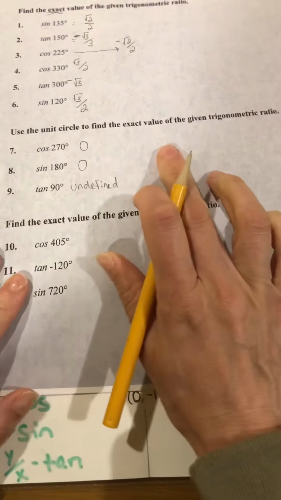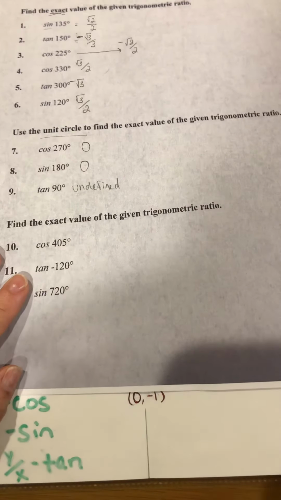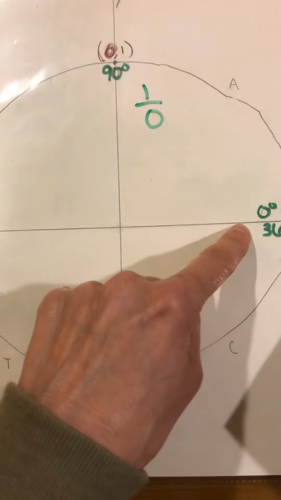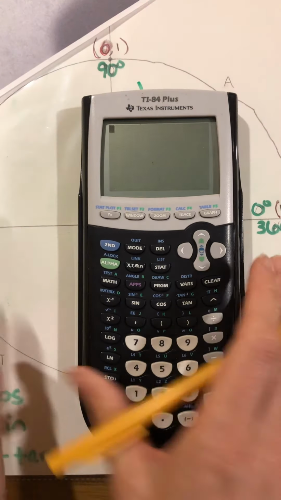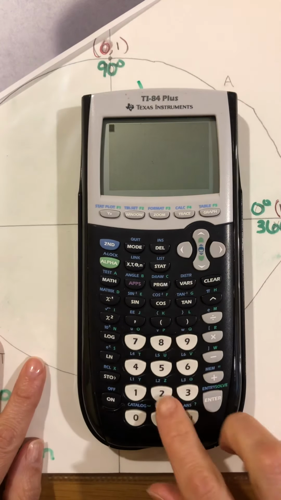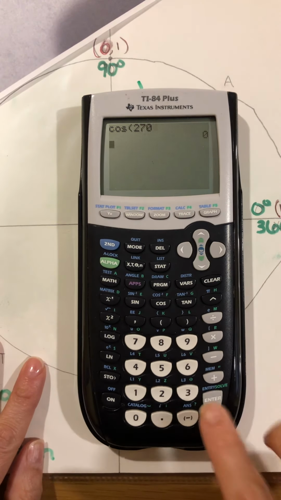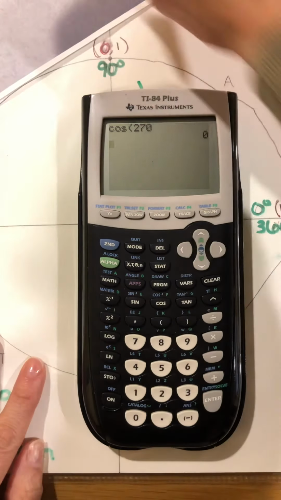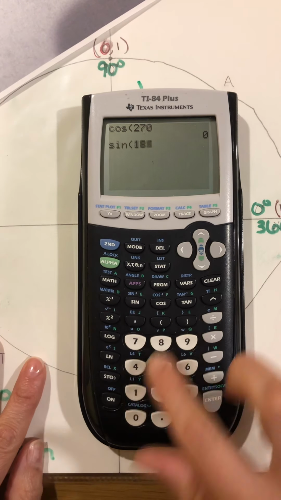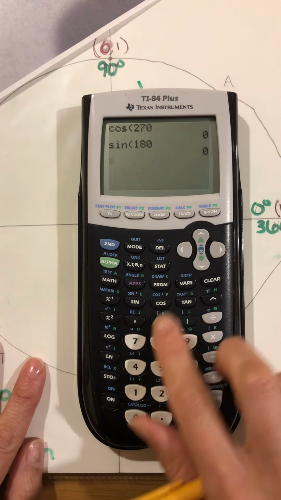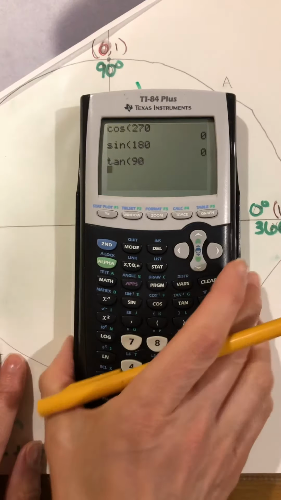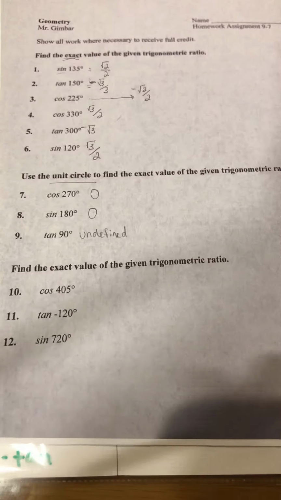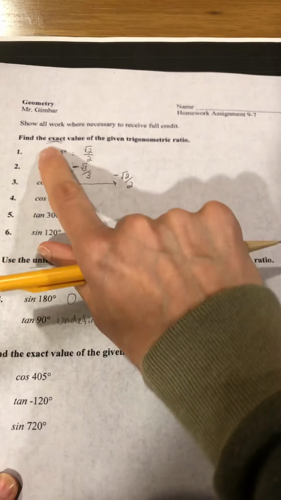All right, now the directions say use the unit circle, but for any of these, 0, 360, 90, 180, 270, if you're not going to know, just put it in the calculator. So cosine 270, 0. I'm just plugging these ones in that we did to check. Sine 180, 0. Tangent 90, error. So that's how you know it's undefined, which we had. All right, so you can use the calculator for these. You can't for these when it says exact value.